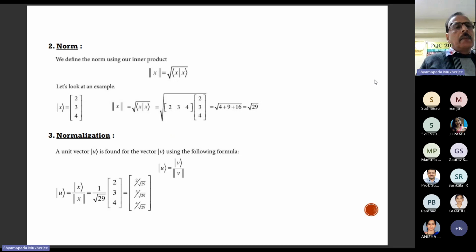Then what do you mean by the norm of a vector? The norm of a vector is this one, mod X is equal to the square root of XX. So suppose I have X equal to 2, 3, 4, then the norm is equal to the square root of 29. Now normalization. What is normalization? You divide by the norm, then it will be a vector of unit length. So that can be written in the bra-ket notation. That's all.